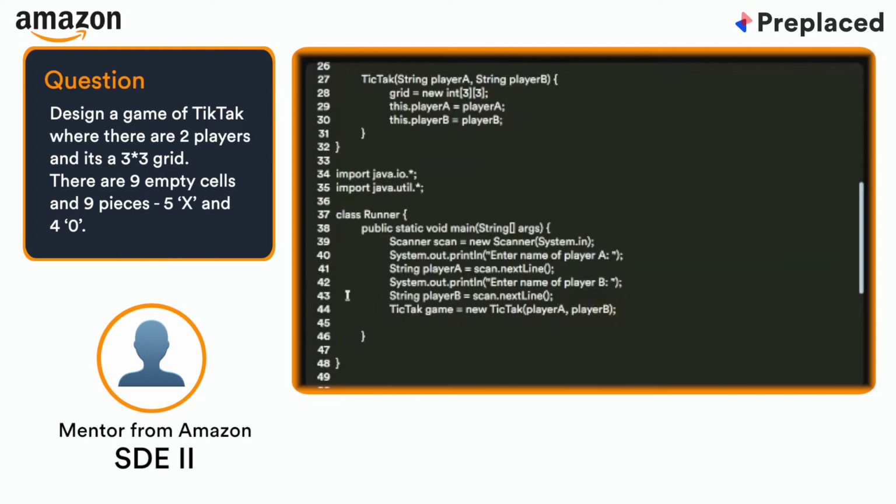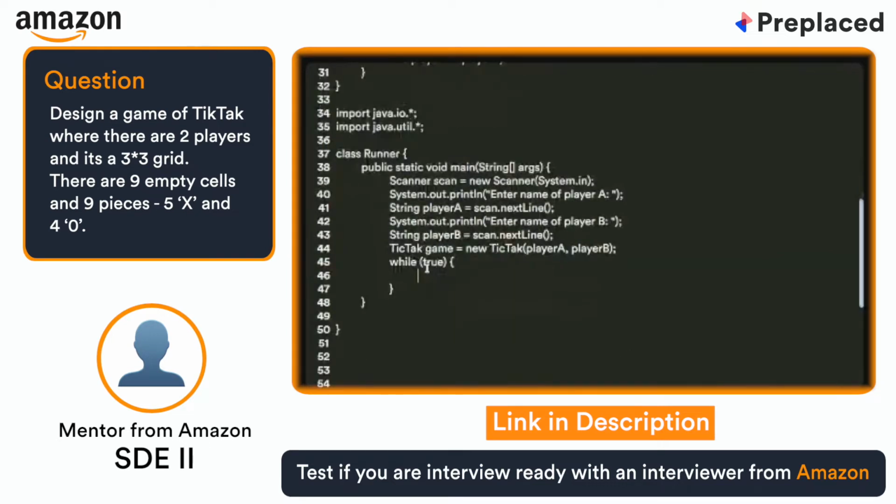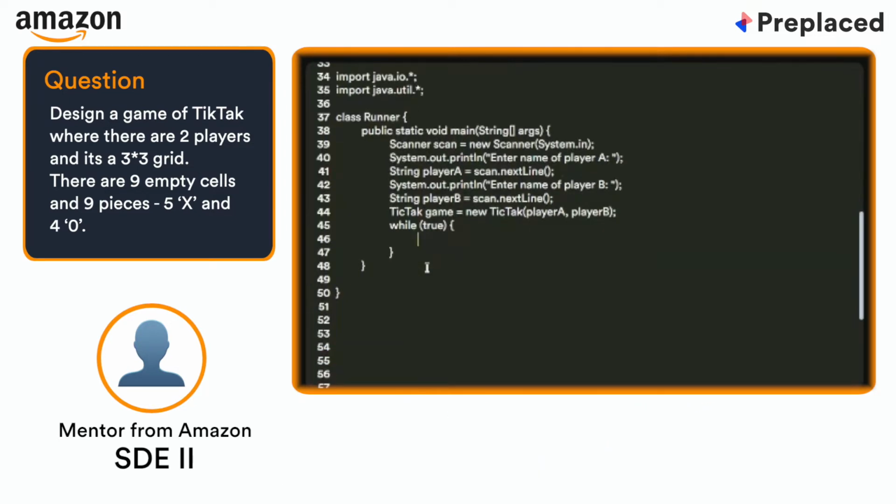Now I will just say while true. I know there will be at max nine entries, but I'll be passing it in a while loop, because there might be invalid entries that the user is entering repeatedly. So it's good to have a while loop rather than the nine blocks. So here I will just say System.out.println.